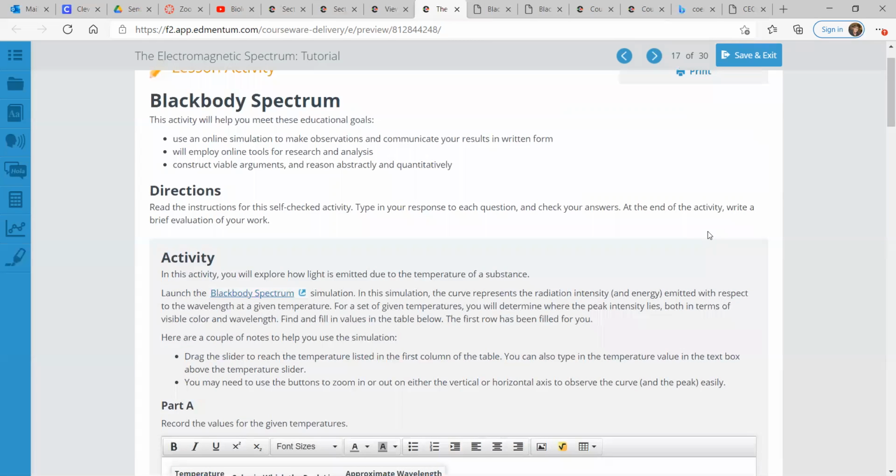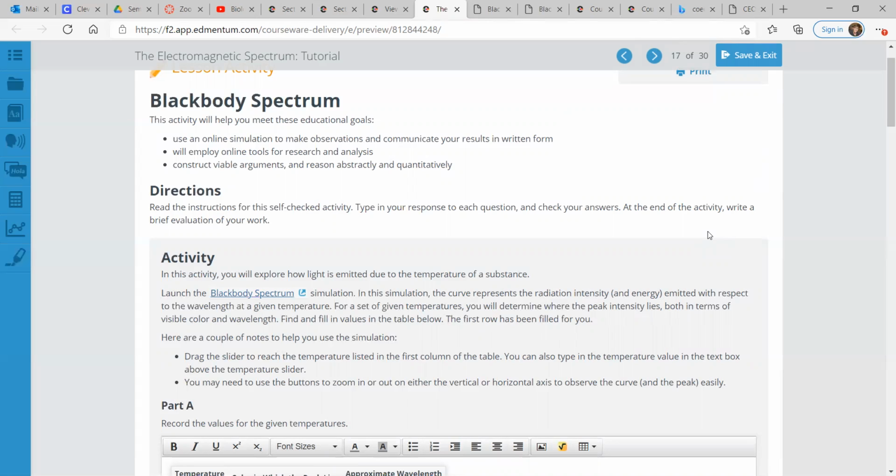For a set of given temperatures, you will determine where the peak intensity lies, both in terms of visible color and wavelength. Find and fill in values in the table below, and the first row has been filled for you.